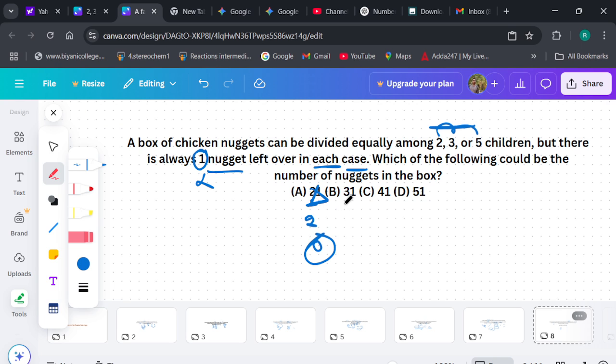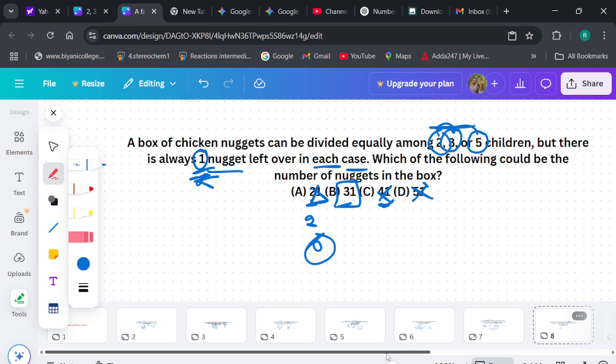Now if I take 31, when I divide it by 2, the remainder is 1. When I divide it by 3, the remainder is 1. And when I divide it by 5 also, the remainder is 1. So the answer is 31. Okay, 41 is not working. By 2 it is fine, by 3 it is not working, by 5 it is working. So the answer is option B.